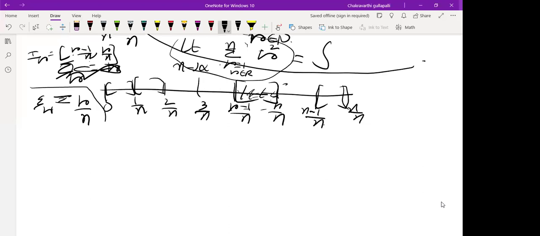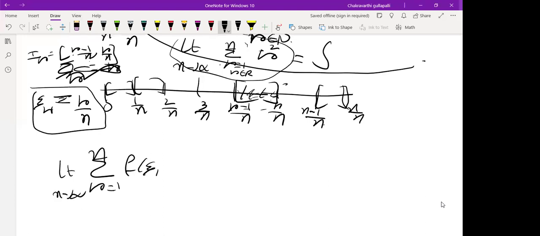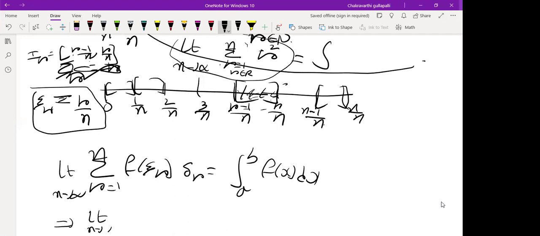So to this, I am tagging at r by n. Then the definition becomes limit n tending to infinity, summation r equal to 1 to n, f of xi r delta r is equal to the integral from a to b of f(x) dx. If you substitute all these values, what will you get? Limit n tending to infinity, summation r equal to 1 to n, f of r by n. I have tagged at the right end. That means my xi r is the right end. You can also take left end. You can take midpoint. But because its value is the same, I am tagging this. This is my h.